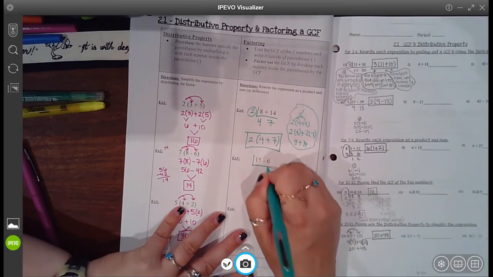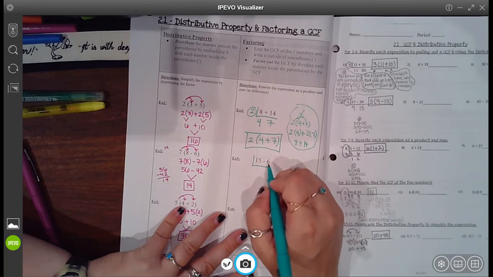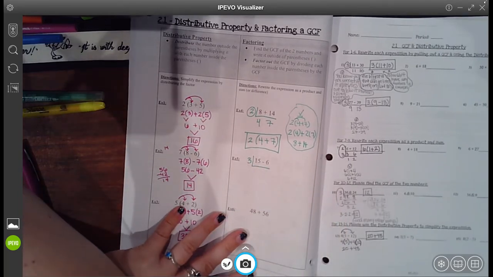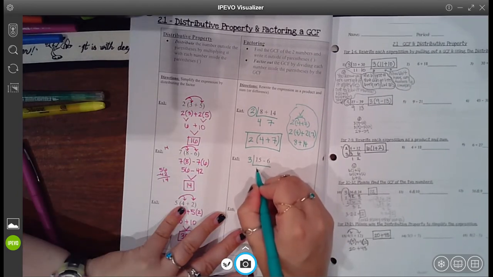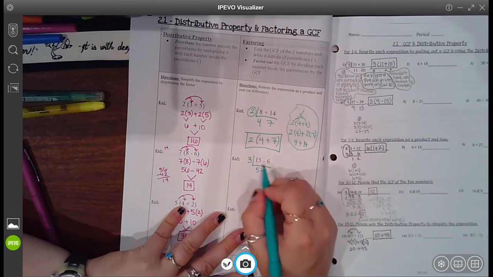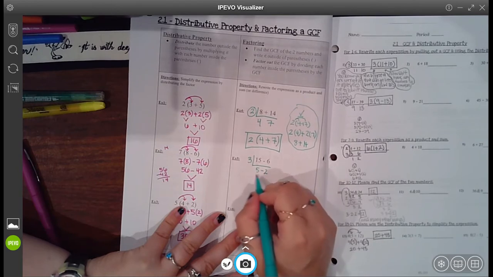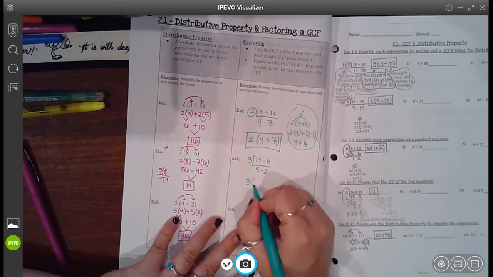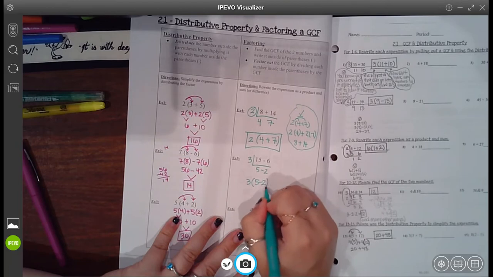Okay, let's try it here. What can go into both 15 and 6? 2 can't, but 3 can. Okay, and 3 goes into 15 5 times. Bring down the minus sign. And 3 goes into 6 twice. Nothing can go into both 5 and 2. So then you know that you're done. It's 3 times 5 minus 2.